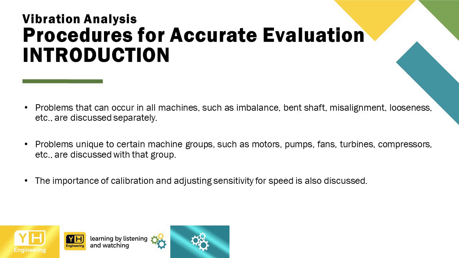Problems that can occur in all machines, such as imbalance, bent shaft, misalignment, looseness, etc., are discussed separately. Problems unique to certain machine groups, such as motors, pumps, fans, turbines, compressors, etc., are discussed with that group. The importance of calibration and adjusting sensitivity for speed is also discussed.